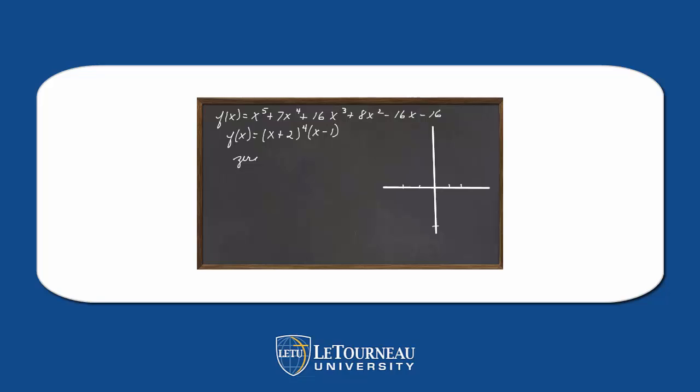Notice the factors are x plus 2 to the 4th times x minus 1. So I have a 0 of multiplicity 4 at x equal to minus 2. I have a 0 of multiplicity 1 at x equal to 1. So that gives me some major ideas. Right? Now, what else do we know? Well, we know that a is equal to 1, which is greater than 0. n is equal to 5. So, and that the y-intercept is minus 16. Okay, that gives us some definite information.